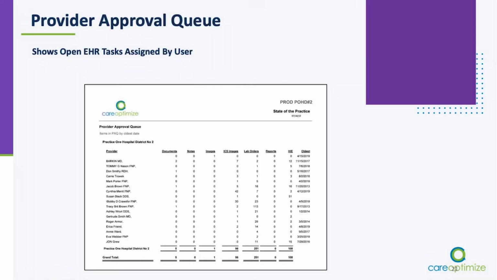Provider approval queue. Many practices are busy. If you bill incident-to, or if you have additional provider staff or mid-levels performing procedures, we want to make sure that these procedures are being approved by providers within the practice. So the provider approval queue segment of the report will show us all the open EHR tasks assigned by users that are waiting for provider approval.